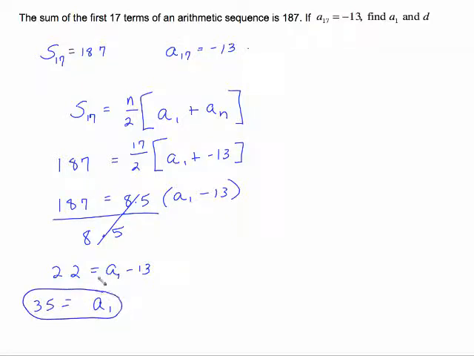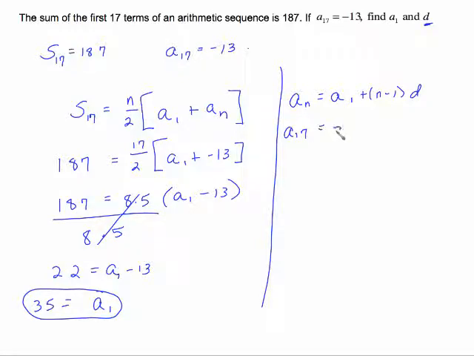We're not finished because it also asked me to find D. Now the formula I need to use to find D will be the a sub n term formula. The S sub n formula isn't going to help much. So a sub n, which is a sub 17, equals a sub 1, which is 35, plus 17 minus 1 times D. But I do know what a sub 17 is. A sub 17 is negative 13. So instead of rewriting the whole line, let's just erase this and put negative 13.